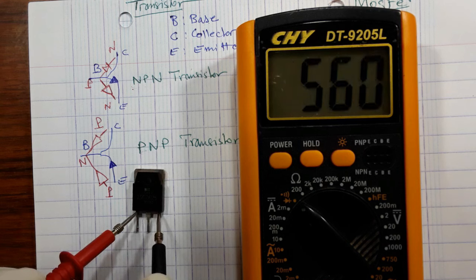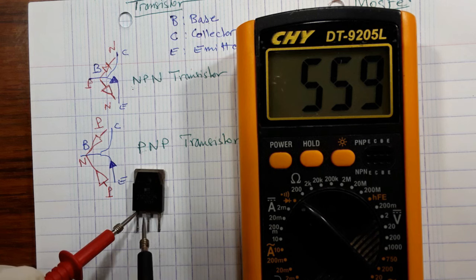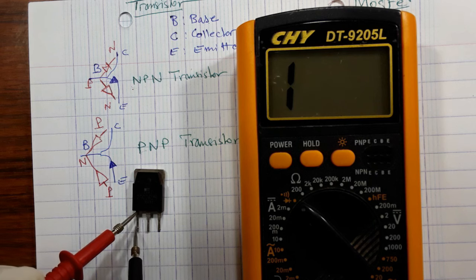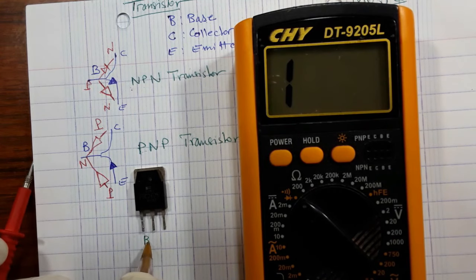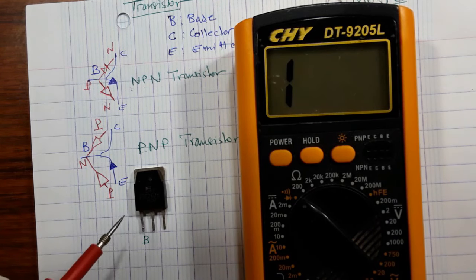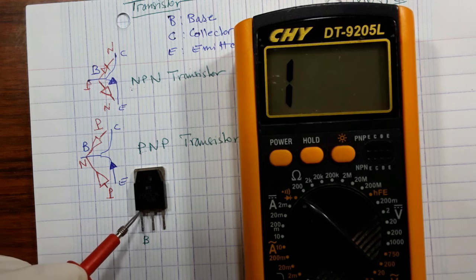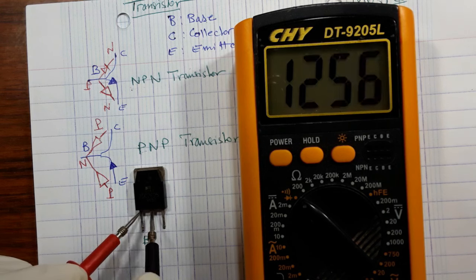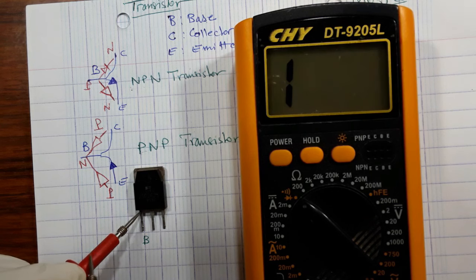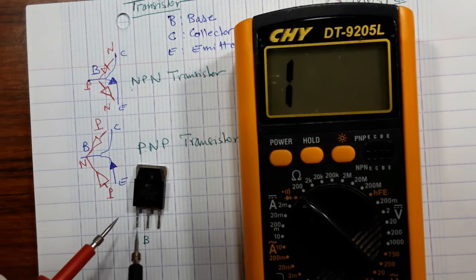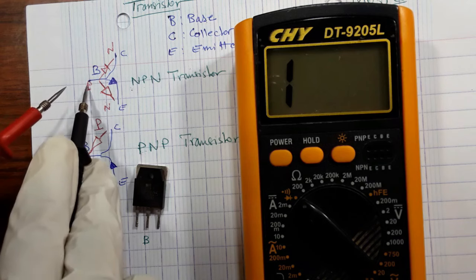Good, we have 559. That means that this is the base. So we detect the base. Because we put the red probe here and got a reading here and here, it means we put the red probe in the base. So this is P. As you see here, we have P.